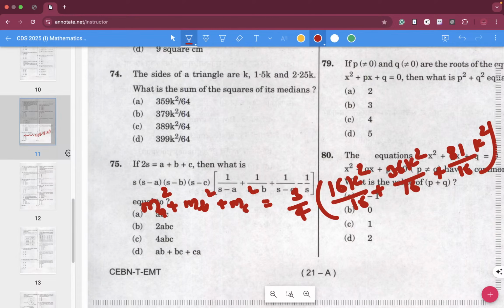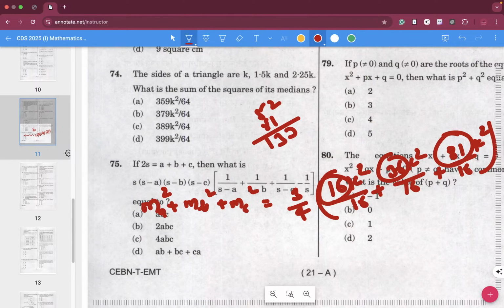And now you add this one. This is 81, and this is your 36, right? 36 plus 16 is how much? 52. 52 plus 81 is 133, right? Okay, so which means 3 by 4 into 133 by 16 k square.